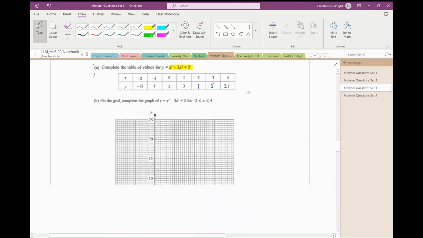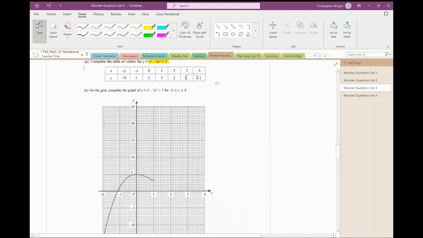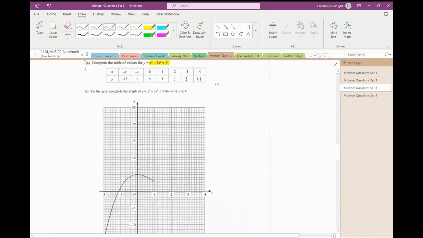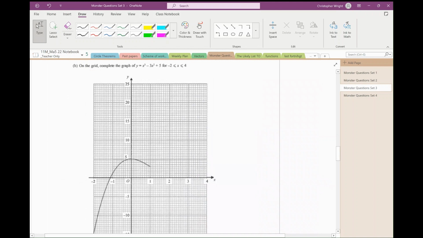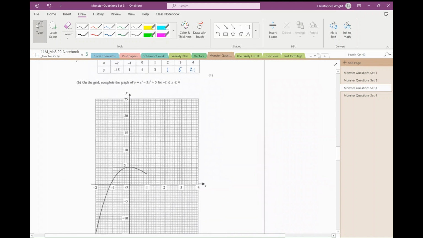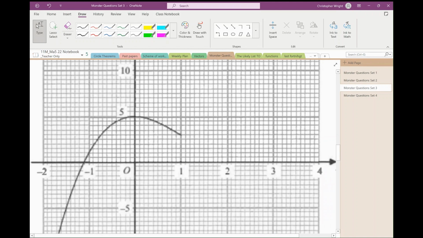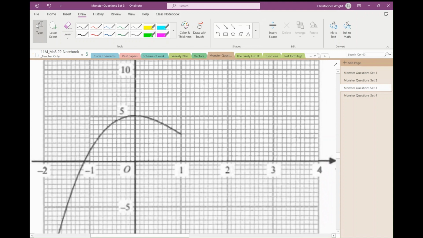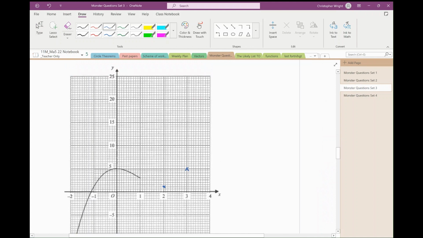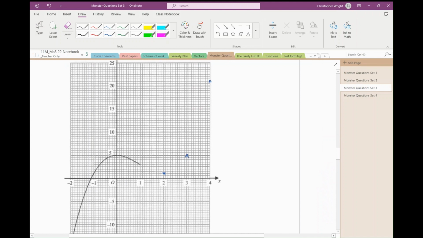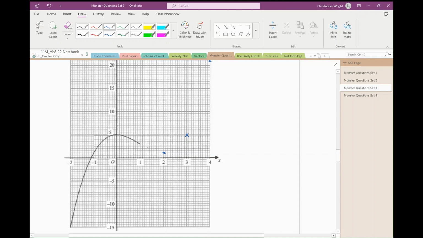Okay, on the grid, complete the graph. Well, when x is 2, now I have to be quite careful of my scale here. I see it's two little squares to a unit on the y-axis. So I've got 2, 1. So 2, 1 is here. Okay, and then I've got 3, 5 and 4, 21. So 2 squares up. There we go. Okay, and I'm going to continue that with a nice smooth curve like this.